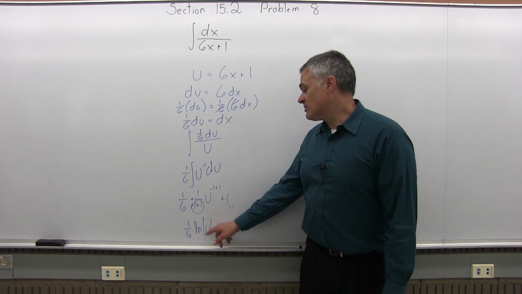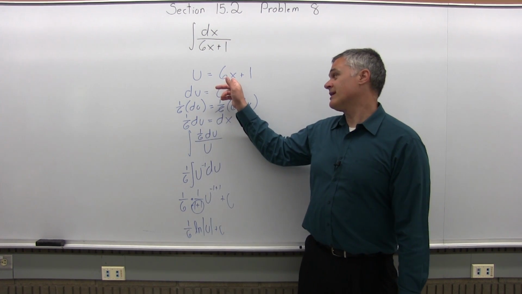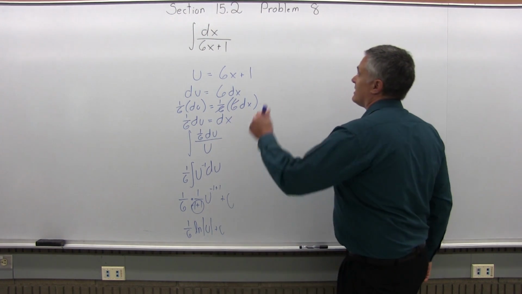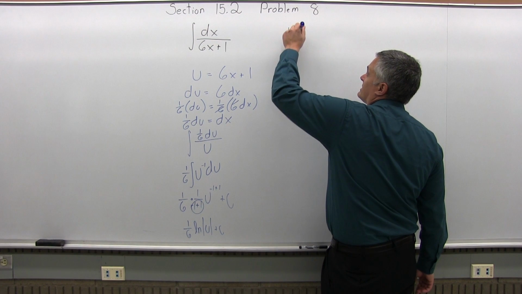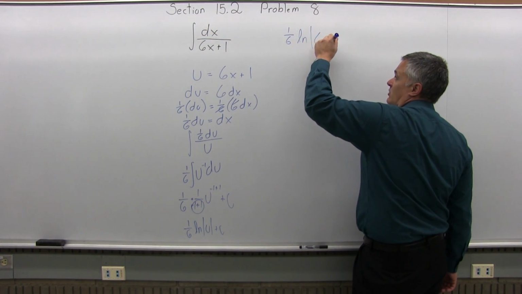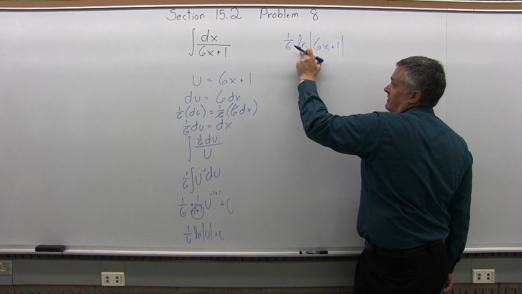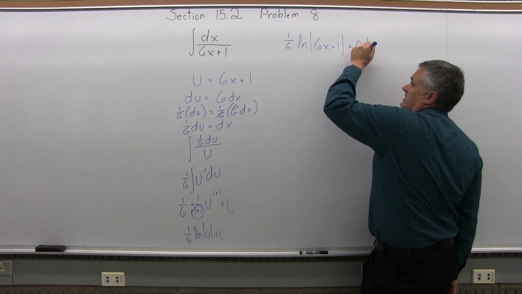Now, that's the answer, but you can't leave it in terms of a new variable that you substituted in. You have to put back in the original variable, which for this problem is an x. So instead of 1/6 the natural log of u, it'd be 1/6 the natural log of what u is equal to, which is 6x plus 1. And to do a nice job, it really should be in absolute value symbols, because you can't take the natural log of a negative value. And you would have plus a constant at the end.